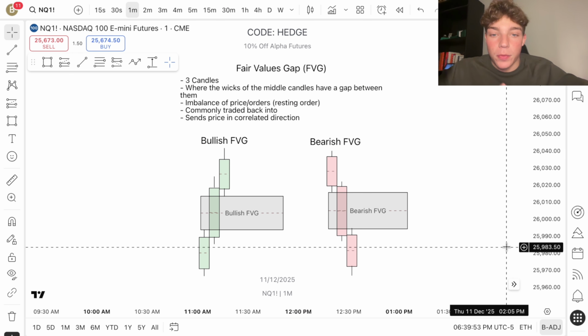So, welcome back to the charts, and welcome back to my beautiful drawings, and my drawings will cover exactly how to mark out a fair value gap, what it is, and then we'll talk a bit about how they are used and why they are there and why they are important.